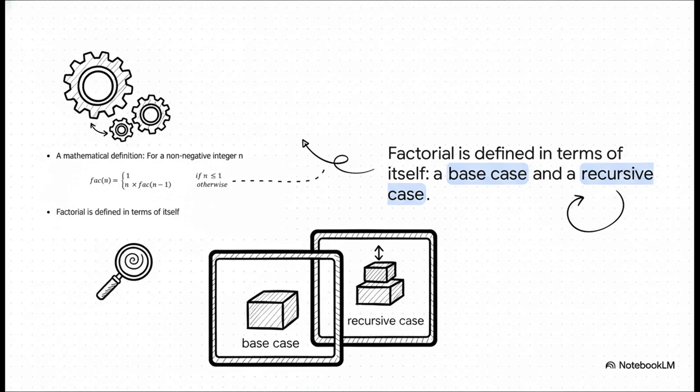And it gives us a stop sign. The factorial of 1 is just 1. That's our base case. It's like this problem was custom built for recursion.